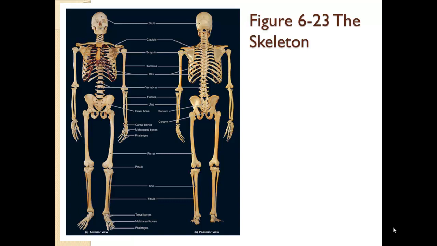So obviously in figure 6.23 I would pretty much know, and I'm just going to mark these off, skull, clavicle, scapula, humerus, ribs. Know which ones are true ribs and which ones are false ribs. Whenever we get to the vertebra, I'm going to need you to know these individually. Radius and ulna.